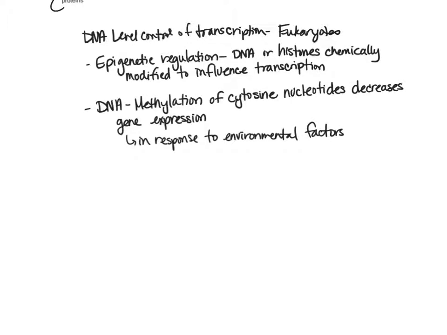And the next one is methylation of cytosine. So in response to environmental factors, the cytosine nucleotides in the DNA are going to be methylated. When they're methylated, that's going to decrease gene expression. So we're not going to be able to go through transcription and then, of course, translation because of this methylation. So it's going to make it more difficult for us to express those genes.